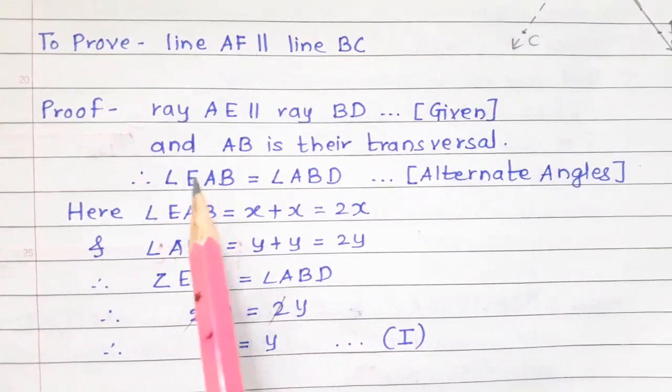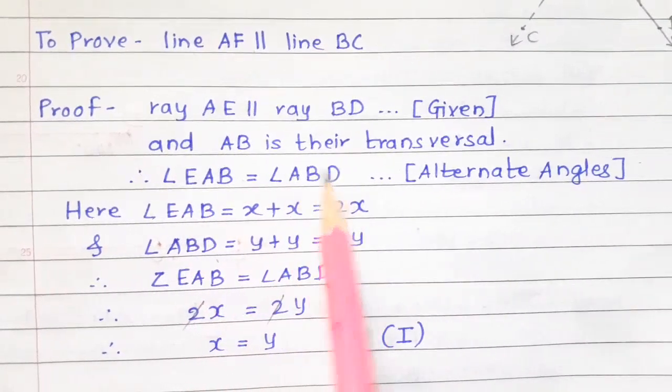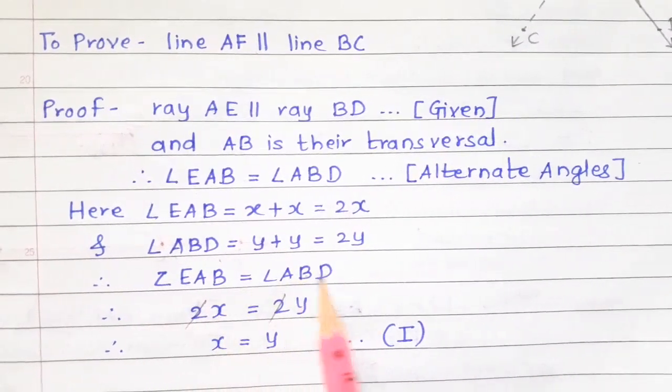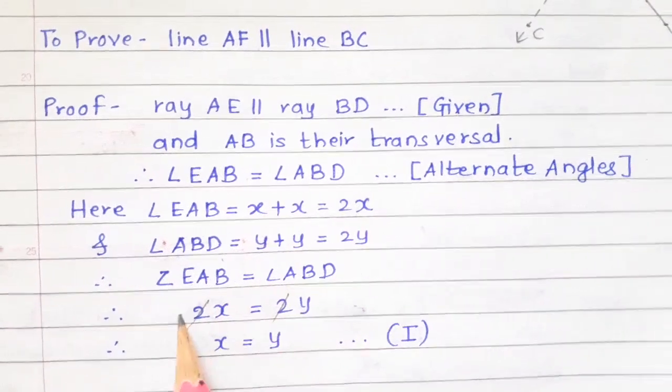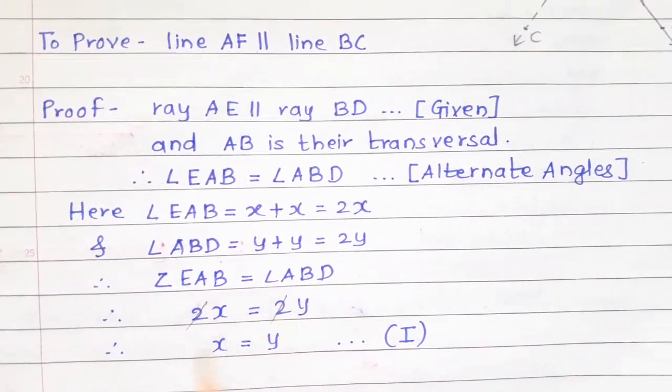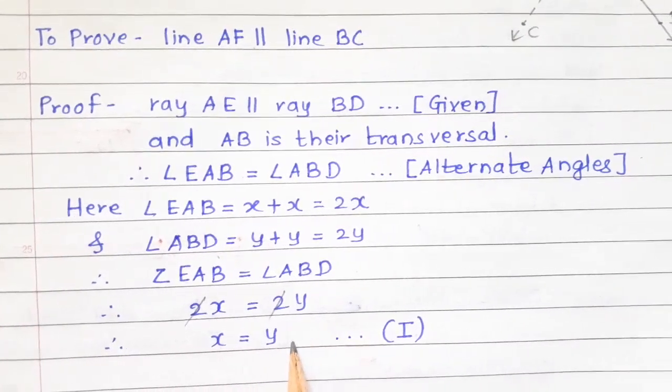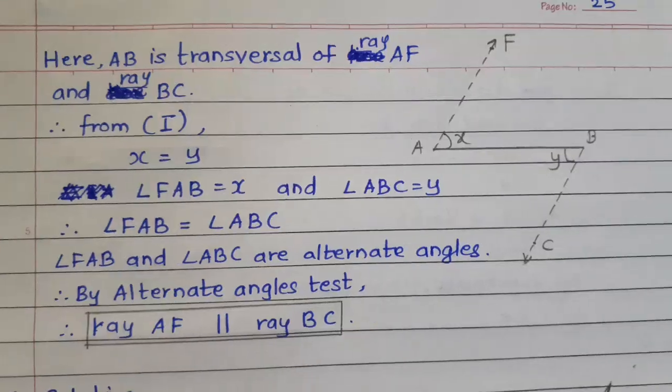Here angle EAB is equal to angle ABD. So EAB is equal to ABD. We are putting these values. 2x is equal to 2y. The 2 gets cancelled. We have x is equal to y. Give it as equation first.